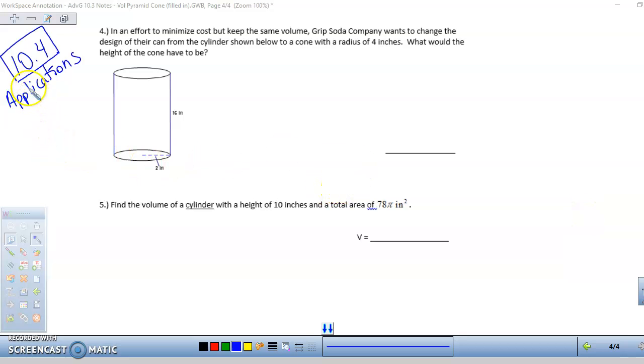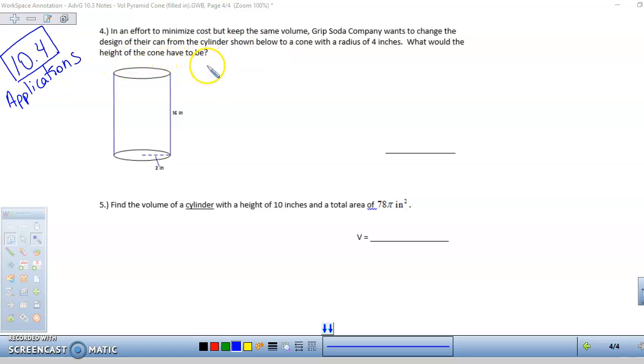Okay, continuing on, we are now going to do section 10.4, which is applications with volume. So I'm just going to go through these two examples with you, and then that's it for the 10.4 notes. So in an effort to minimize costs but keep the same volume, Grip Soda Company wants to change the design of their can from the cylinder shown, so this guy, to a cone with a radius of 4 inches. What would the height of the cone have to be?